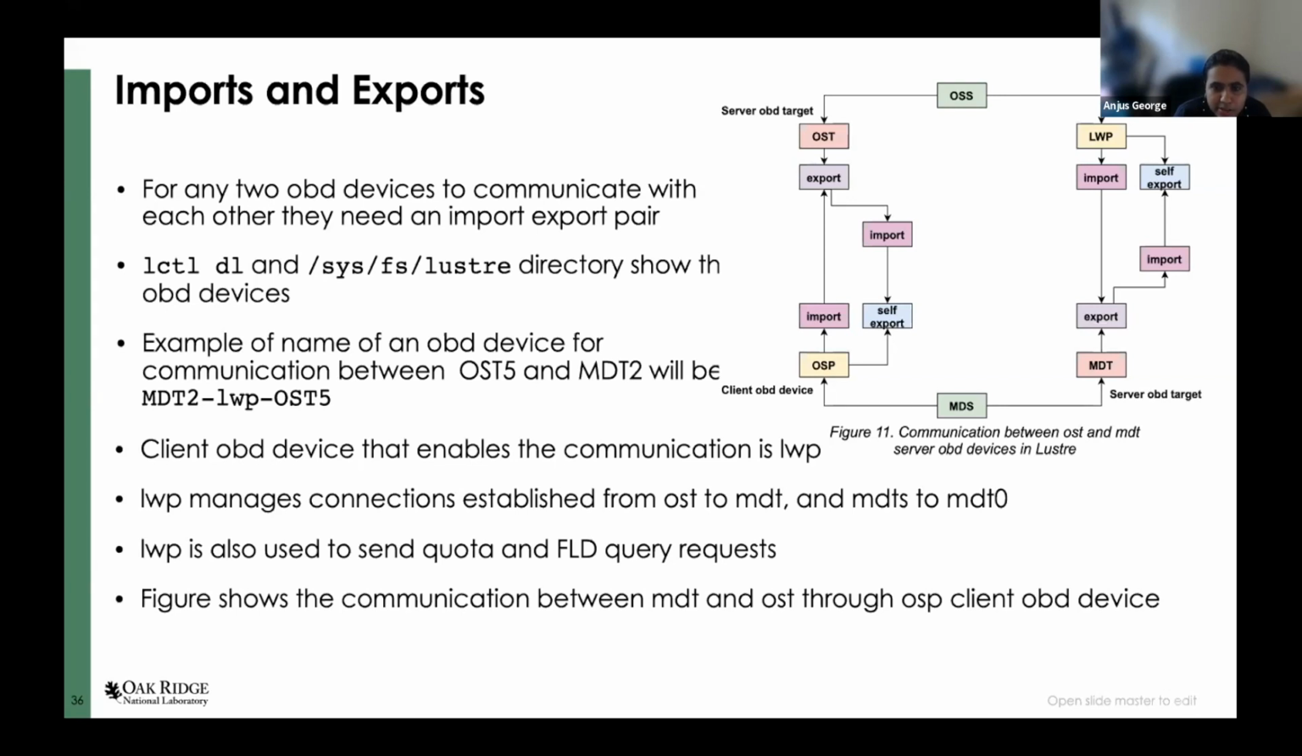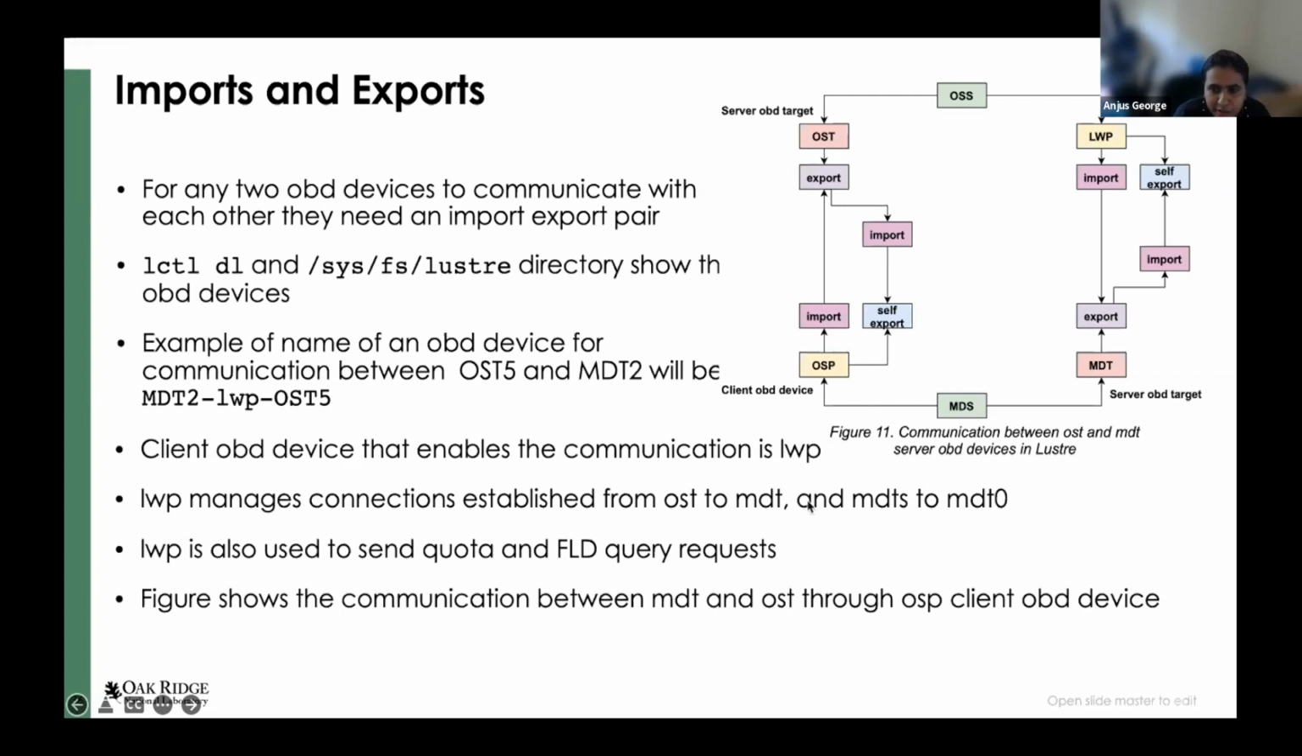Now, examining the sysfs Lustre directory can also show the OBD devices corresponding to various device types. So, for instance, the name of an OBD device created for data exchange between OST5 and MDT2 will be like MDT2-lwp-OST5. This means that the client OBD device that enables the communication here is LWP.